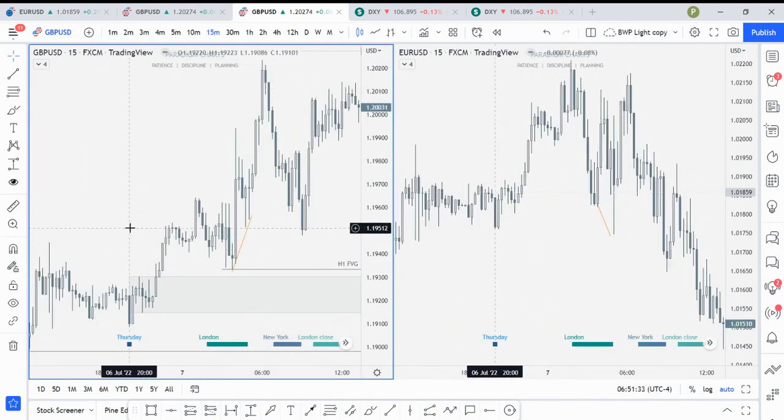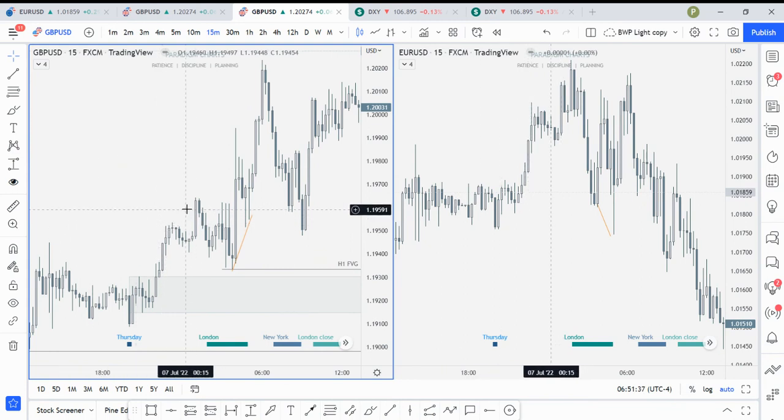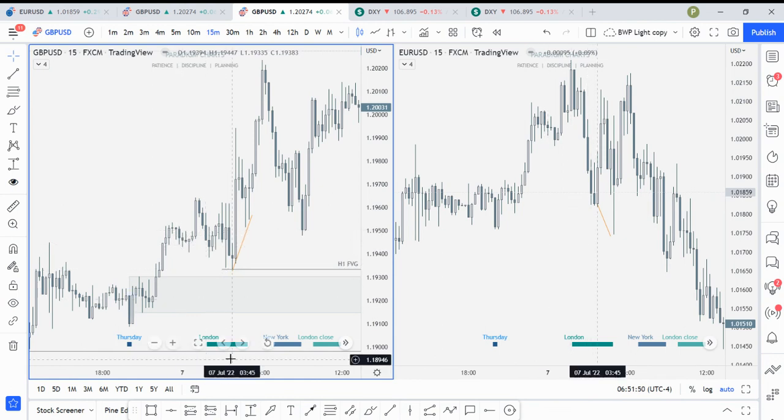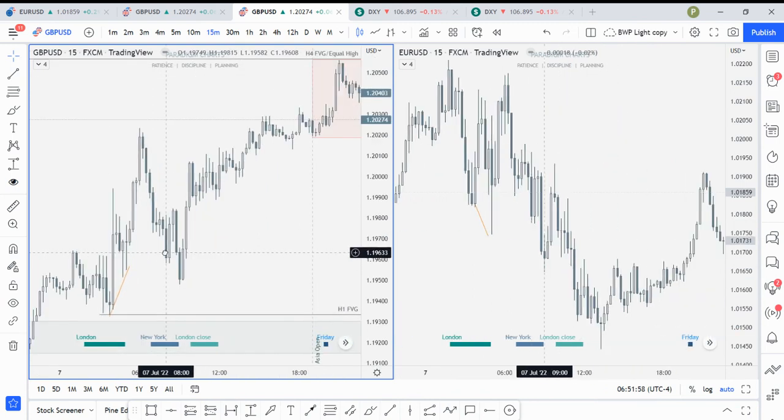Where is midnight New York time? Midnight New York time will be somewhere around here. This is midnight New York time here. So that is when the day starts from the algorithm's perspective. From midnight New York time, you can see the low of the day formed during London Q zone.